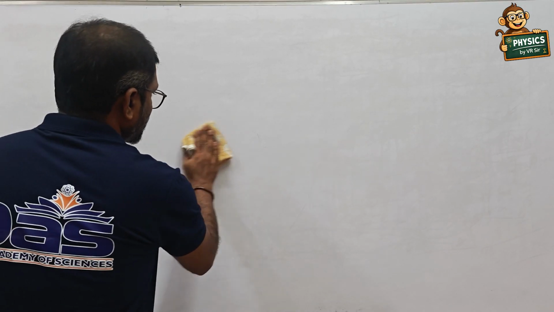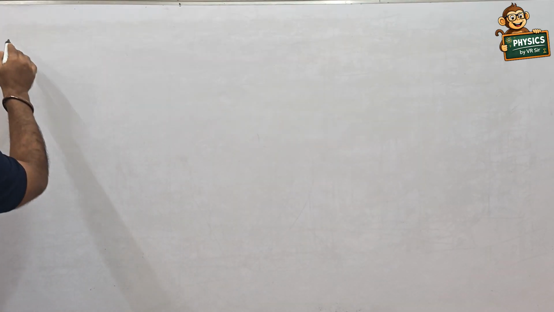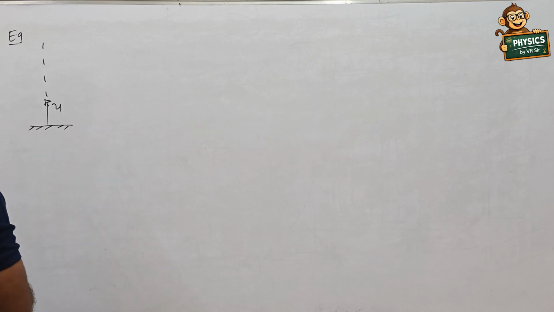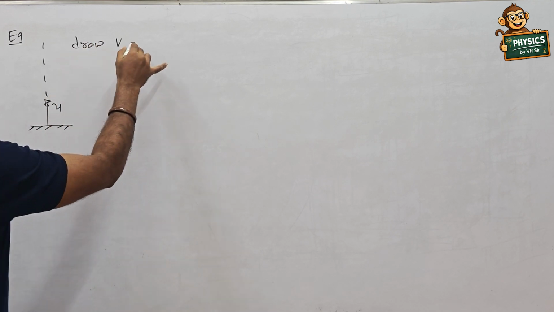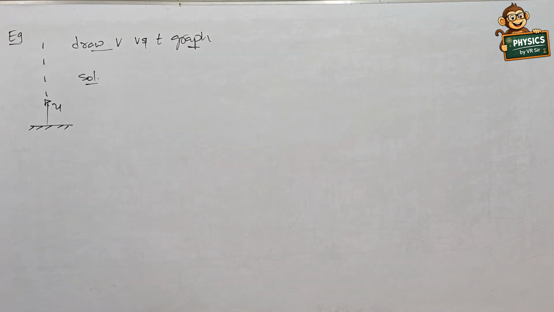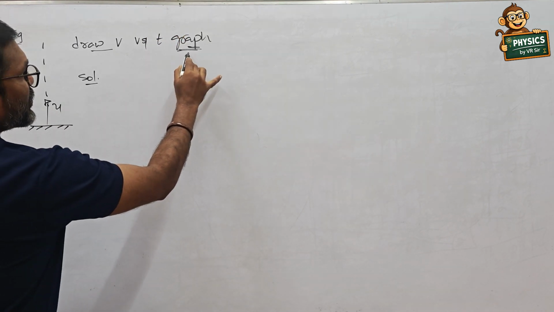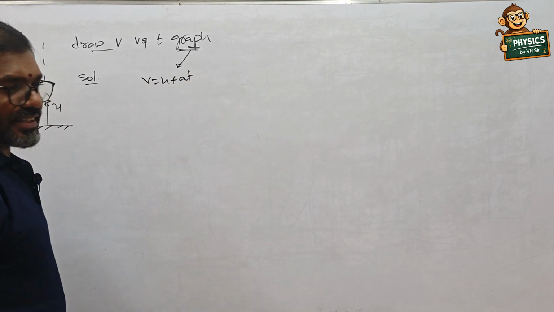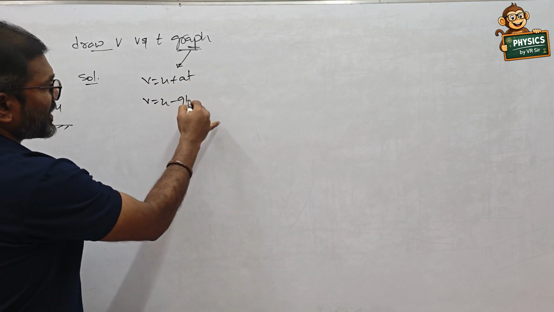So the next example is related to an object thrown up with velocity u from the ground. Now they are asking us to draw the velocity versus time graph. This is what they are asking. First, to draw a velocity versus time graph, what is the equation? Use v = u + at. Of course, v = u - gt, right?